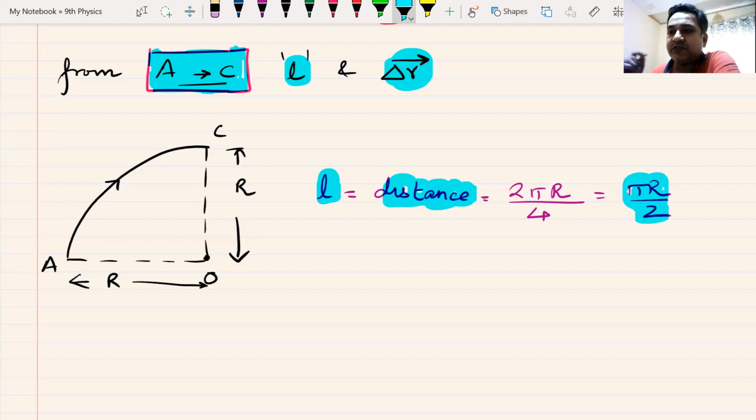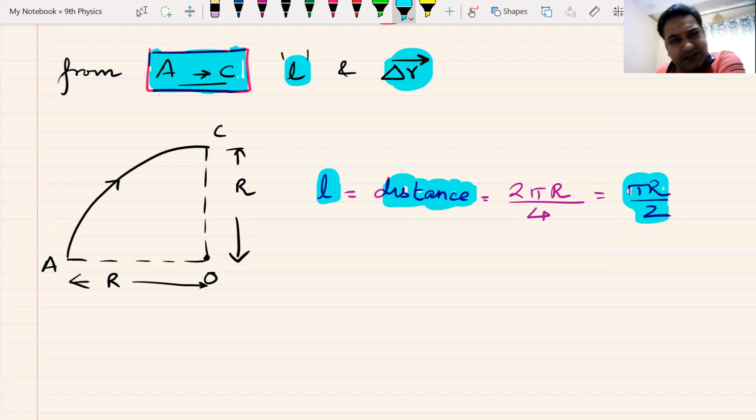Vedansh, Ayush, Kaushiki, can I have raised hands that we understand this? The tough part, distance traveled is 2 pi r by 4. 2 pi r is the circumference. It is 1/4 of the circumference. So it has to be pi r by 2. Ayush, did you get it, beta? I don't see your hand. Yes. Okay, everyone got this.